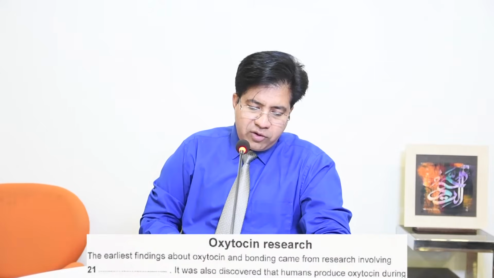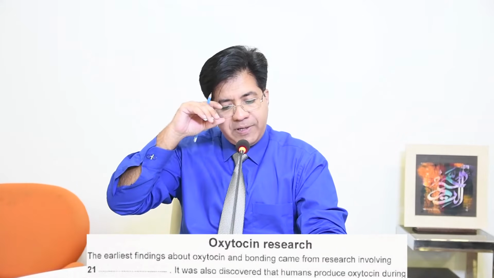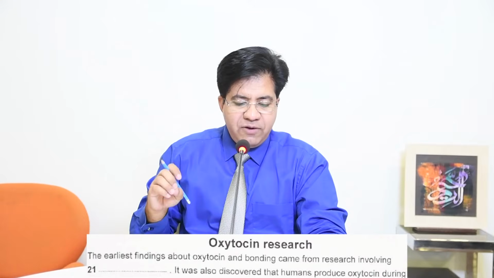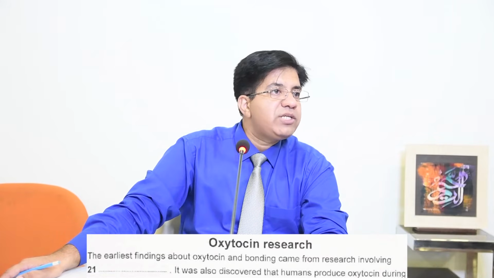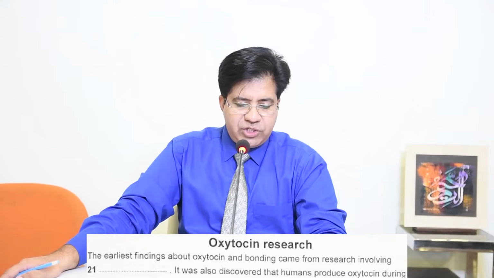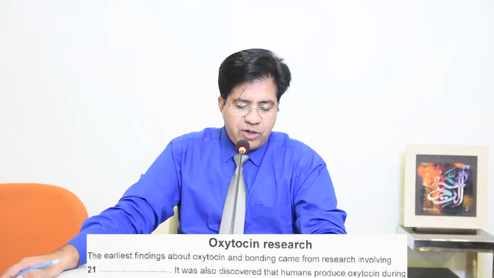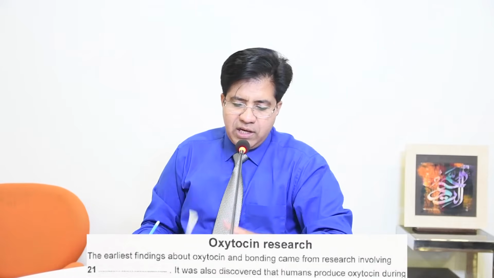So, oxytocin research. Complete the summary below. And how many summaries do we have? 2 summaries. 2 summaries means 2 locations. Choose 1 word only from the passage for each answer. Now, summary completion is the same as any other completion type of questions. Questions and answers are in order. Okay, oxytocin research. We will find a paragraph where they are doing the research, and they say earliest findings about oxytocin. Now let's go back.